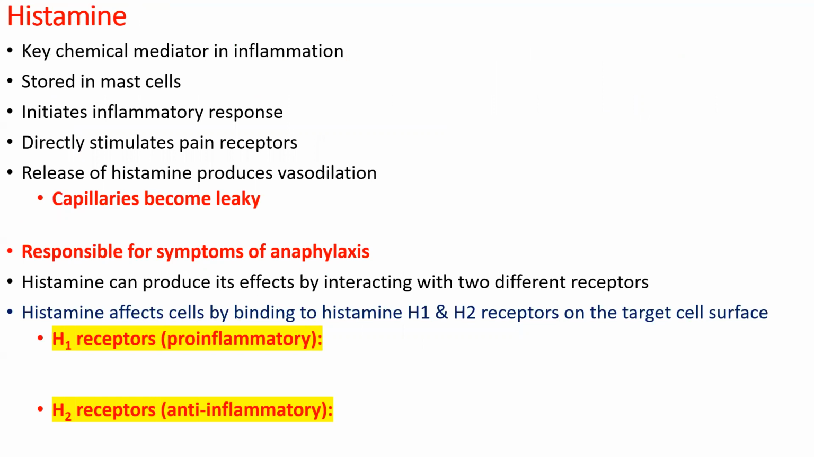The histamine, it's one of the major or integral types of chemical mediators in the inflammation. So it's a key chemical mediator in inflammation. Stored in mast cells. Once the inflammatory process is elicited, the histamine will be released through the degradation of the mast cells.